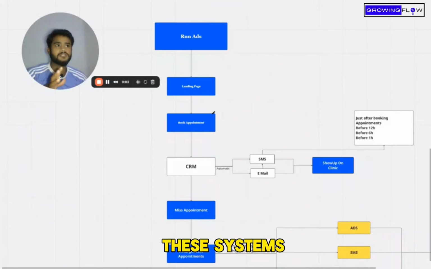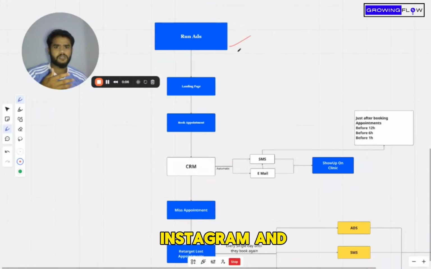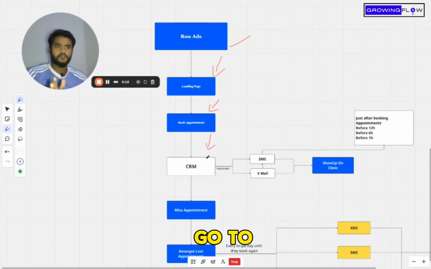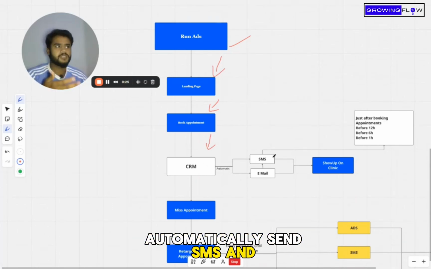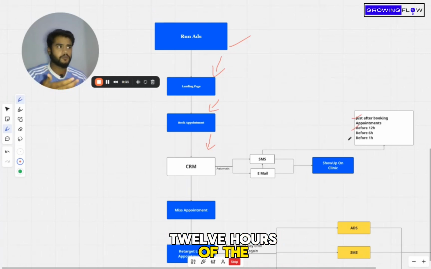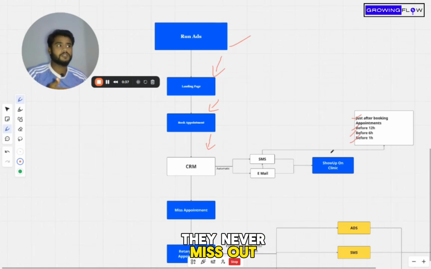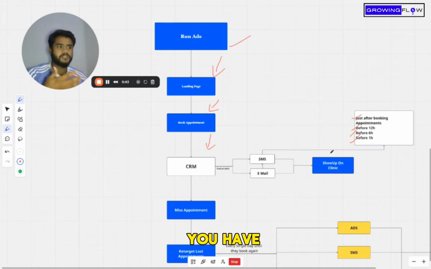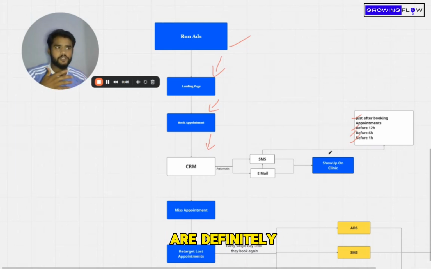Now, in the results, what this system looks like: we run ads on Facebook, Instagram and Google. The person who wants treatment is sent to our landing page where they book an appointment and fill out our form, and all the information automatically goes to our CRM, where we make a workflow that automatically sends SMS and emails before the appointment: 12 hours before, 6 hours before, and 1 hour before, so they can actually show up to our clinic. They never miss out if we regularly follow up with them. "You have a meeting in this many hours, you have a meeting after 2 hours," so like that they definitely show up to our clinic.